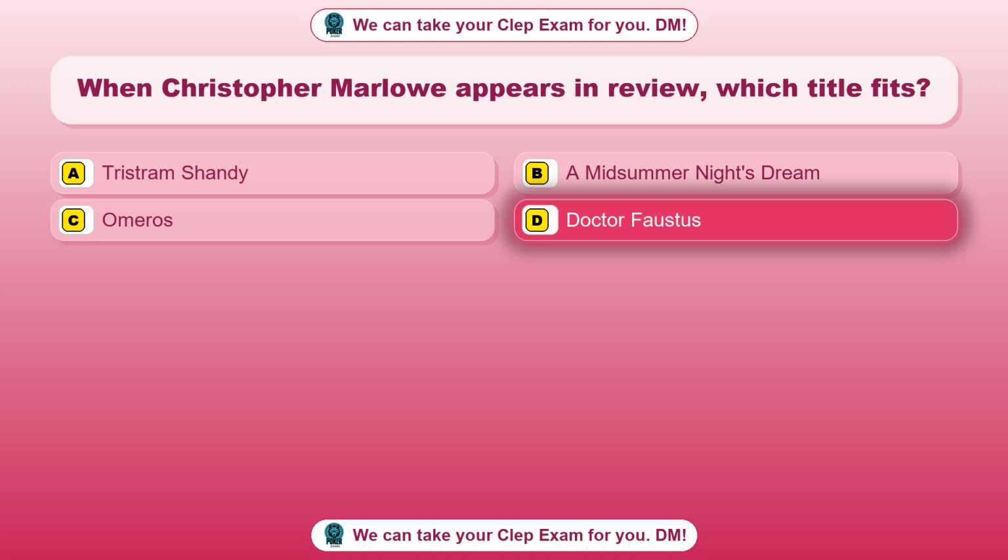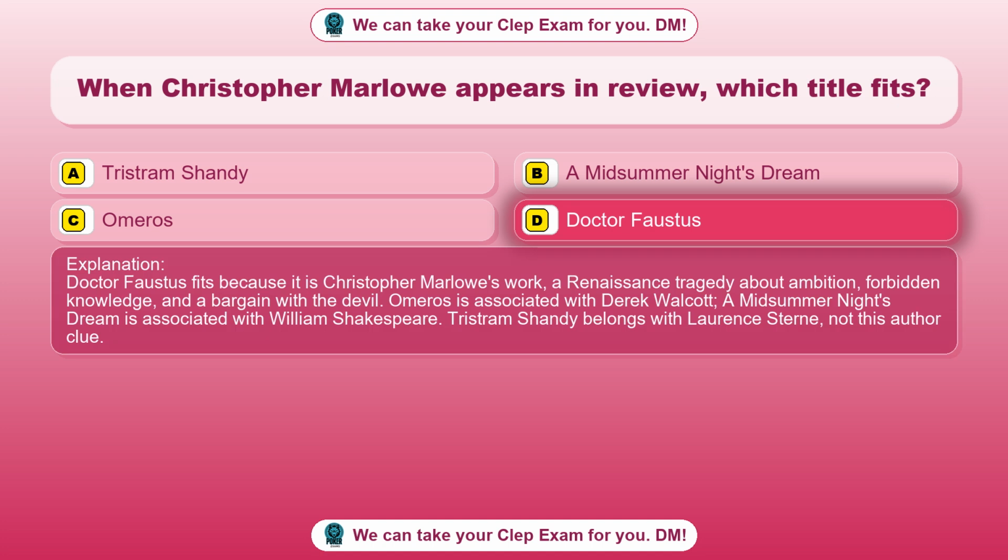Faustus. Dr. Faustus fits because it is Christopher Marlowe's work, a Renaissance tragedy about ambition, forbidden knowledge, and a bargain with the devil. Omeros is associated with Derek Walcott, A Midsummer Night's Dream is associated with William Shakespeare. Tristram Shandy belongs with Laurence Sterne, not this author clue.